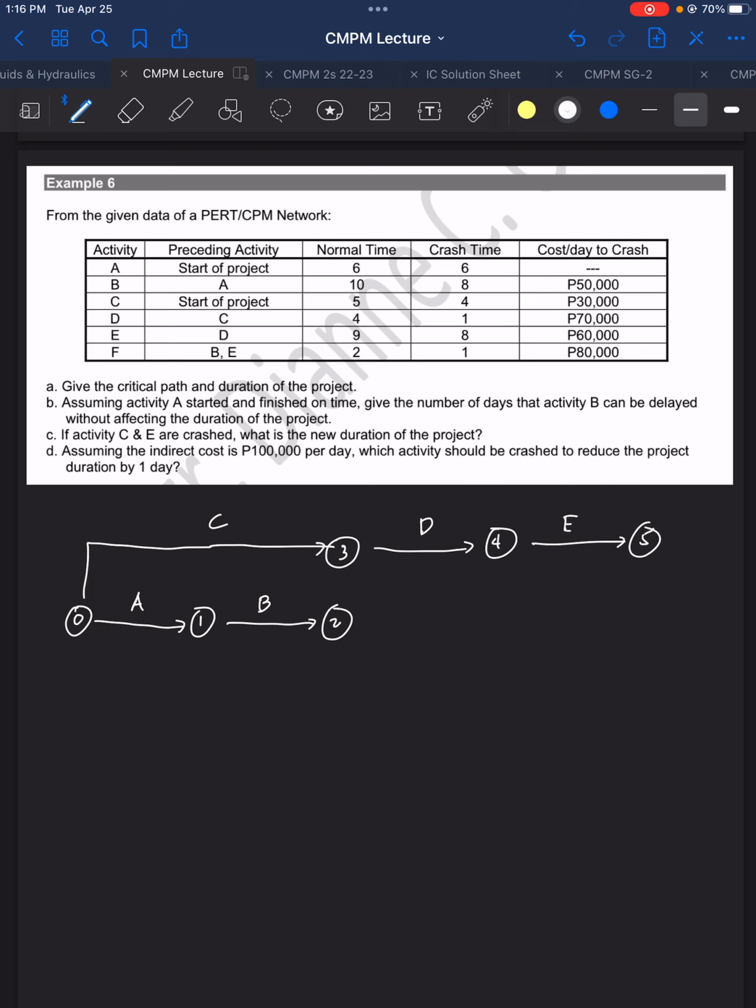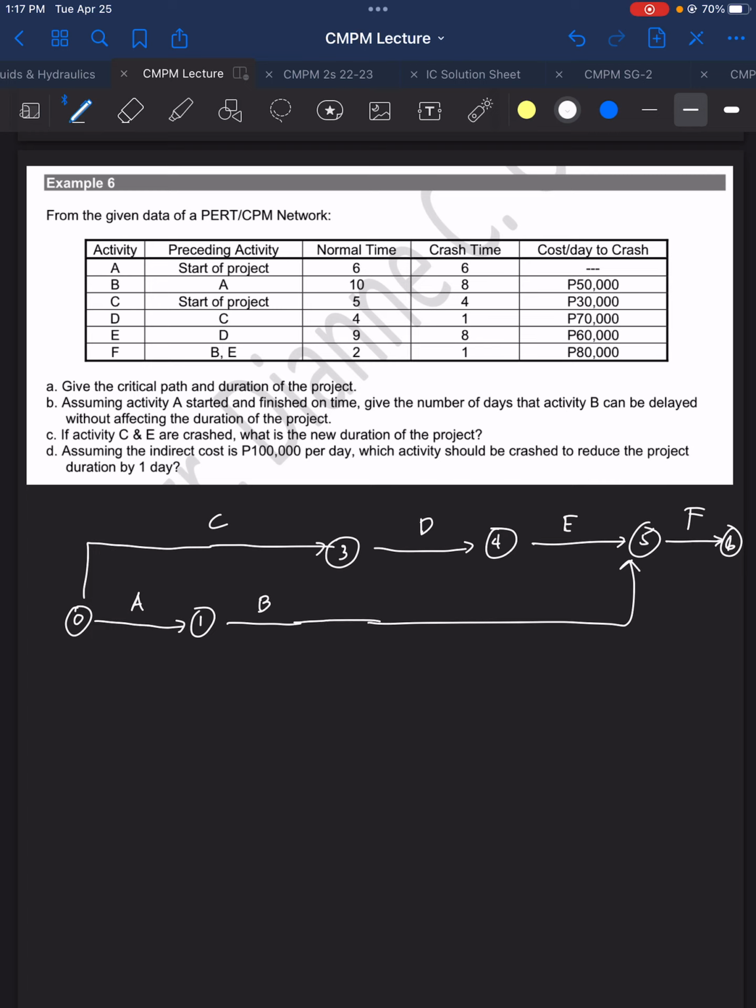Next, it says here, F will start when B and E are finished. So where are B and E? So there. There you go, so that is F. So that is the drawing. No, wait. What's this? It says there B and E. Therefore, there is no node here. Therefore, this is straight.